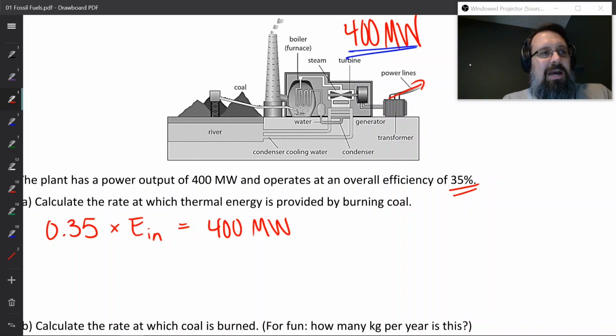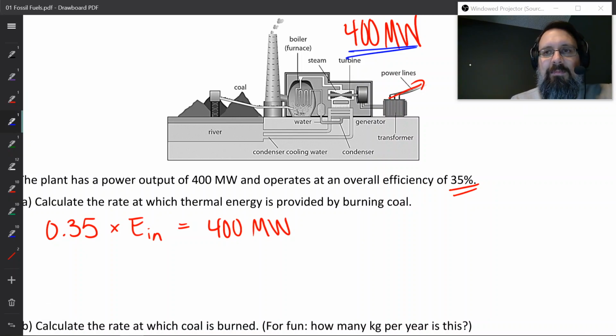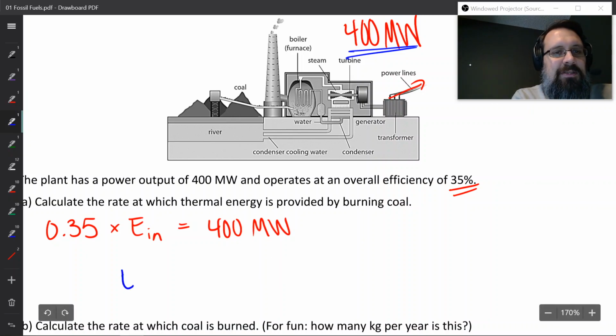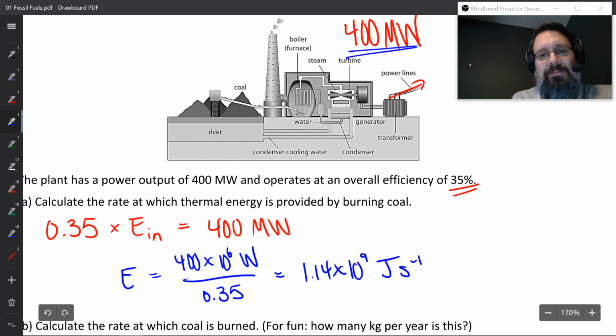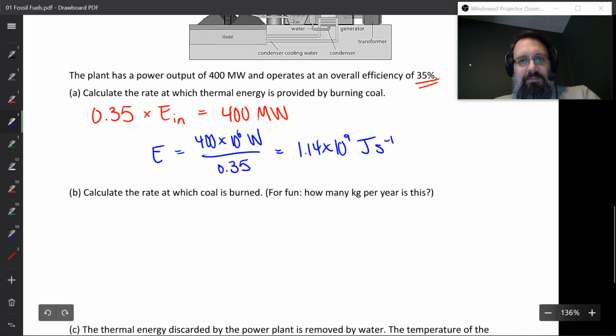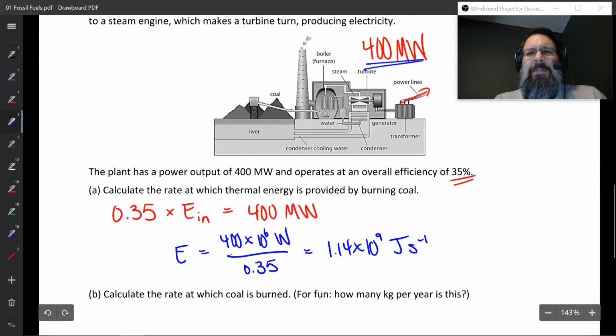So if we want to figure out the energy that we're putting in, we would just need to divide 400 megawatts by 35%. So that means that the energy that we're putting in is 400 times 10 to the 6th watts divided by 0.35. And so that's going to give us 1.14 times 10 to the 9th joules per second. So hopefully that makes sense.